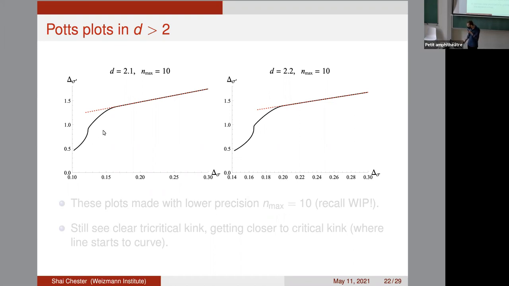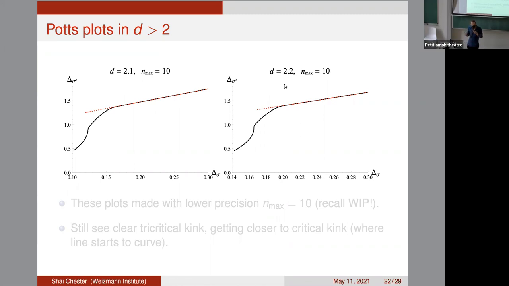But relatively similar in the sense that you still see a very clear kink where this bound goes from being concave up to concave down, which is what I call the tricritical kink. And you also see another very clear feature, which is that for sufficiently large delta sigma, it's a straight line, and then it stops being a straight line. And where it stops being a straight line is what we call the critical kink. So for D equals 2.1 and D equals 2.2, all these plots seem very qualitatively similar.